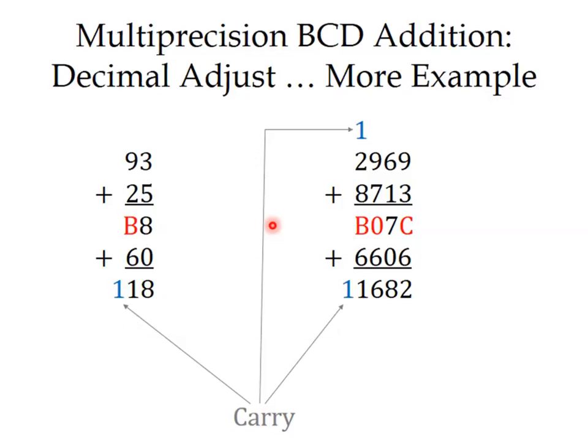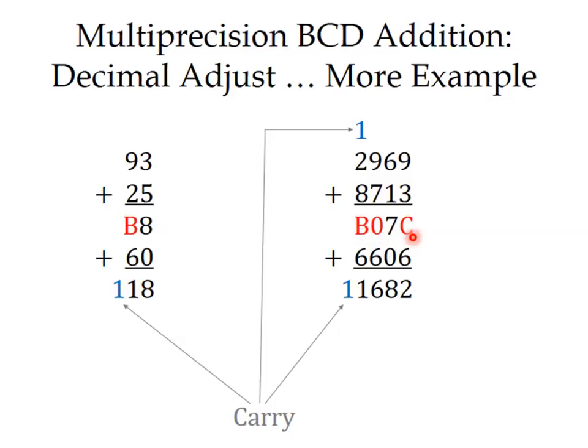Now another example, I have a little bit longer number than 1 byte. The first number that I have is 2969. The second number that I have is 8713. The same problem, this is a BCD number, but your computer will treat this as hex. How do you fix it? If I just use the microprocessor instruction like ADDA, using multi-precision addition, you will end up having some digits like this, B07C.